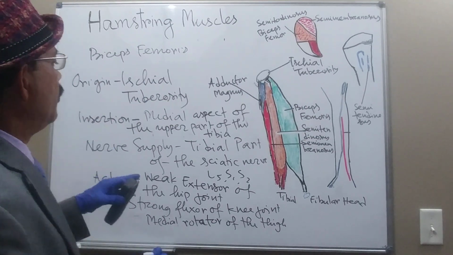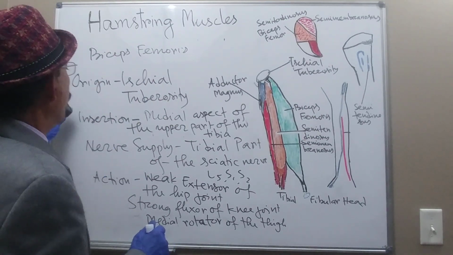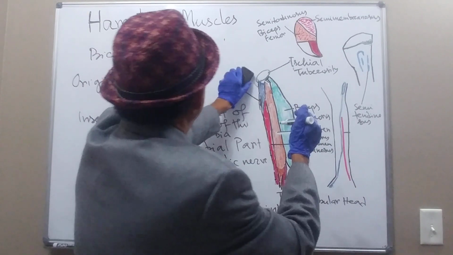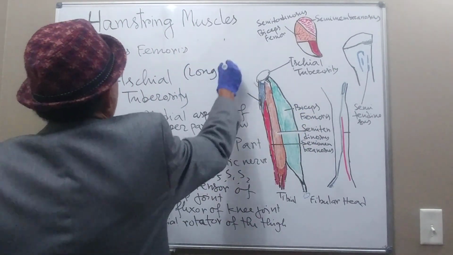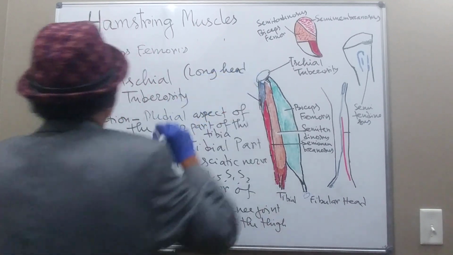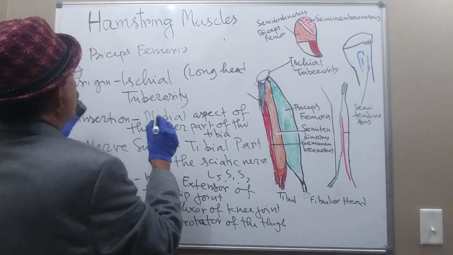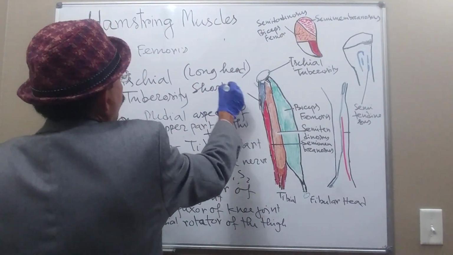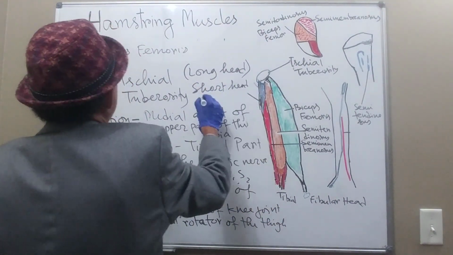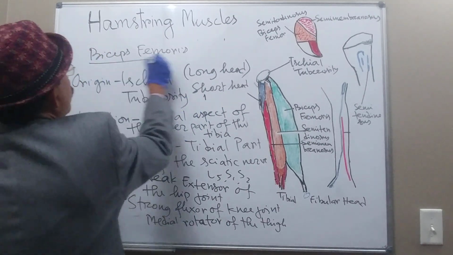Insertion of the biceps femoris. Origin: we get one origin, this is the origin of the long head. Long head origin. Okay, how about the short head? It has a short head origin, long head here, short head. From where will it come? Short head of the biceps femoris.